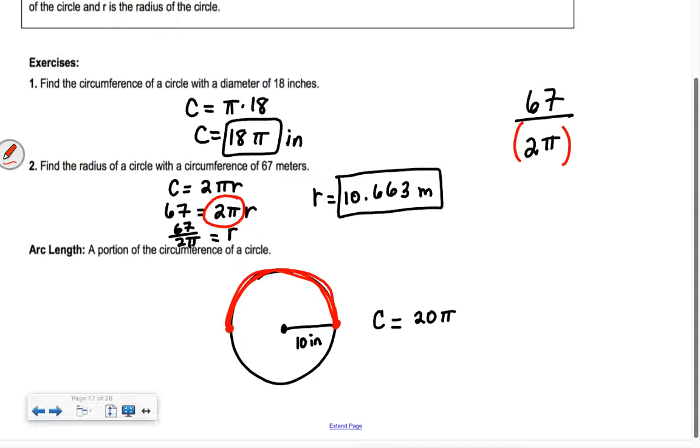10 pi, right. So Austin, how did you get that? What did you think? Because it's half the circumference, right? Do we all see that that length is half the circumference? What if I didn't have that? So that was 10 pi.